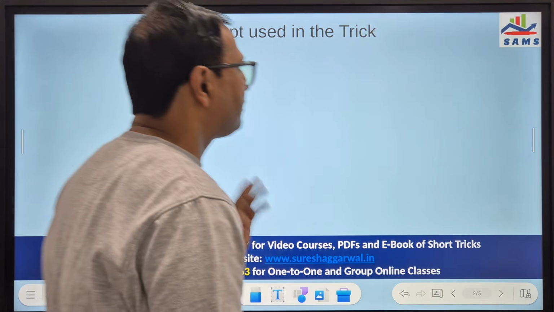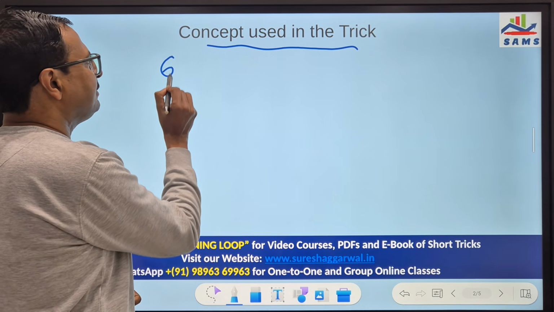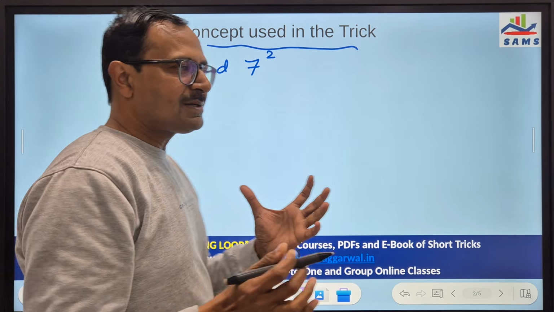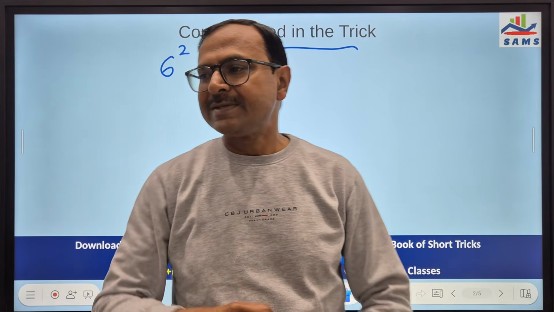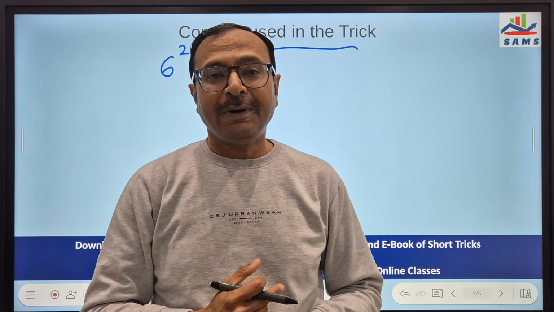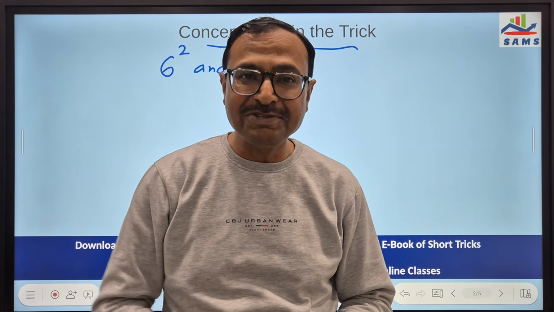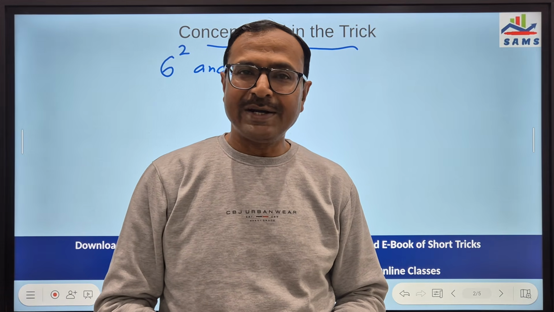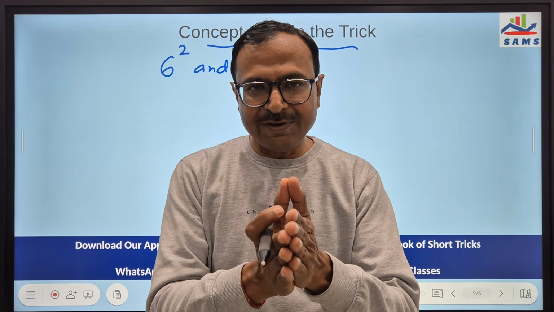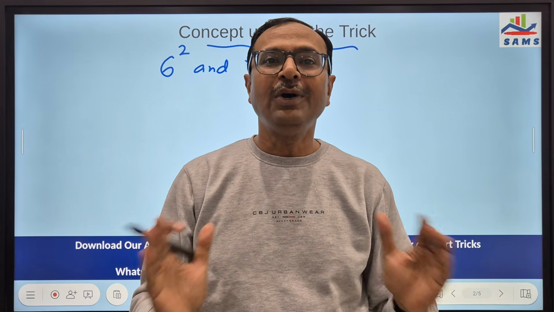Let's see the concept behind this trick. So we are talking about how many natural numbers lie between say 6 square and 7 square. So one thing is, like, you can do 6 square as 36, 7 square as 49, and then start counting from 37, right? 37, 38, 39. But that doesn't work if I give you a question like 426 square and 427 square. That will take ages to get solved. So there has to be some rule, some logic. So let's understand the logic first, and then the next 2 slides are going to be a cakewalk for you. Very easy thing to understand.